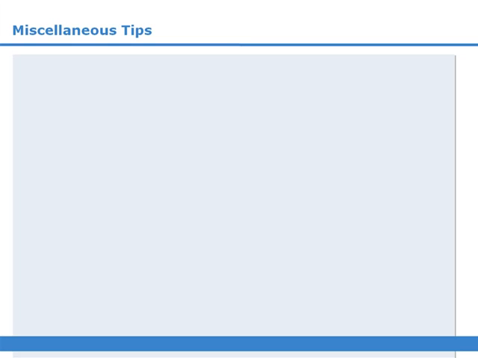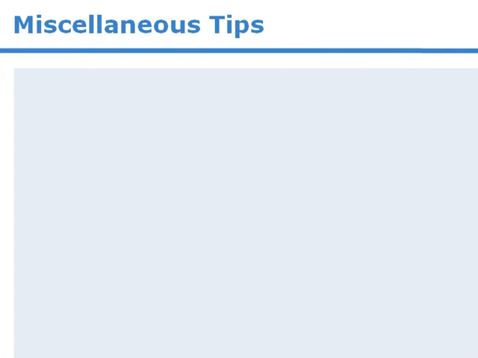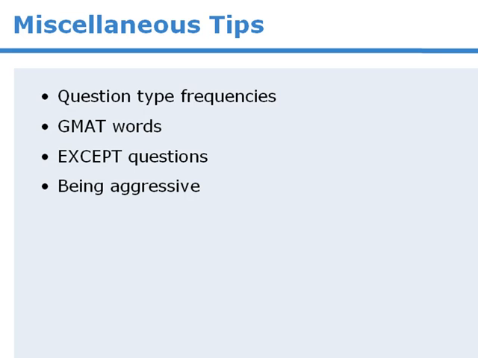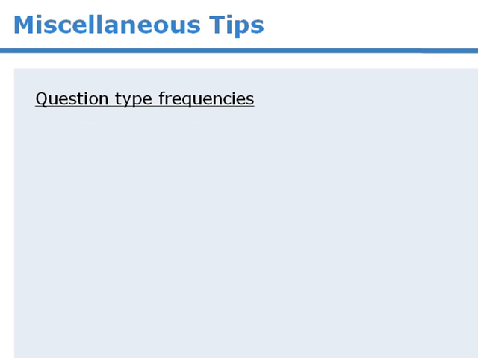In this lesson, we'll examine a variety of general tips to consider when tackling critical reasoning questions. We'll cover question type frequencies, GMAT words, accept questions, and being aggressive. Let's begin with question type frequencies.